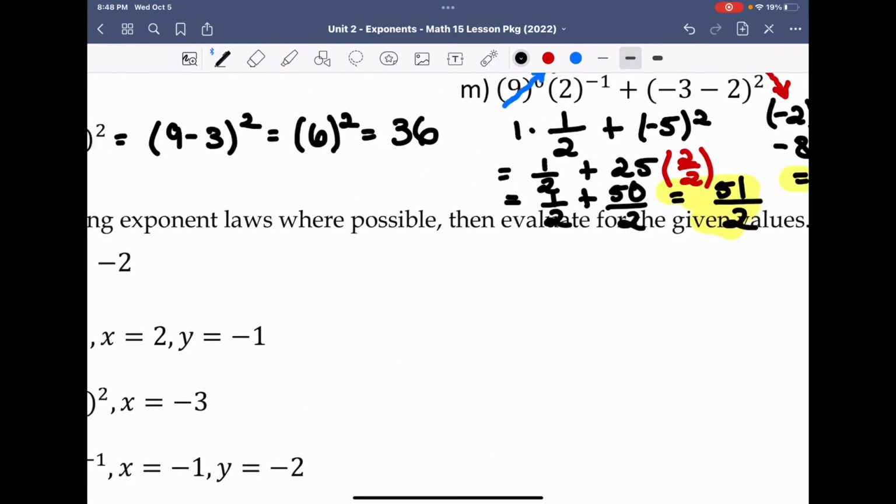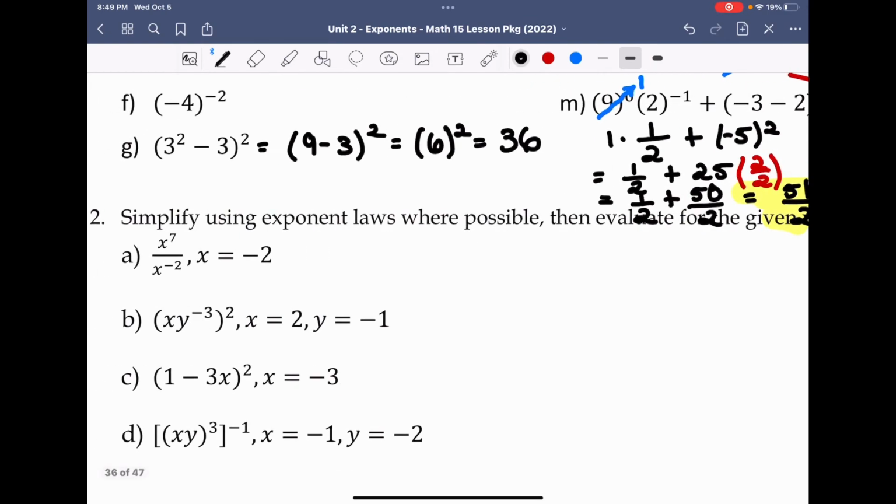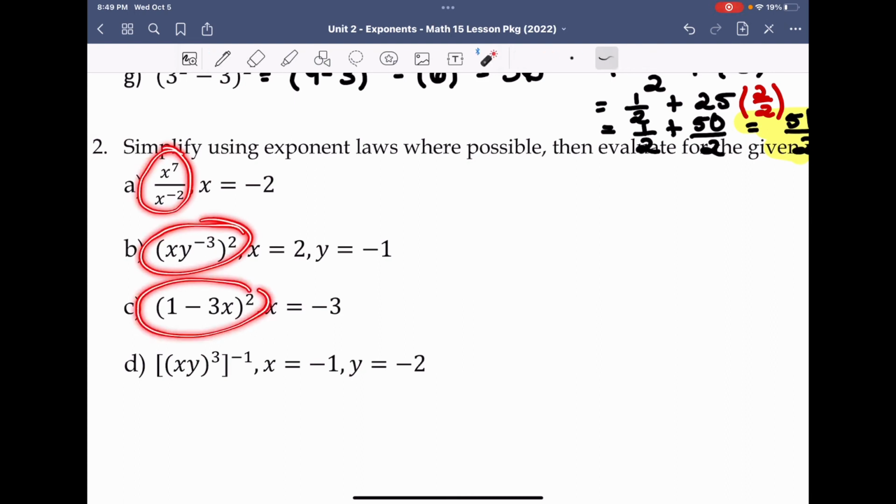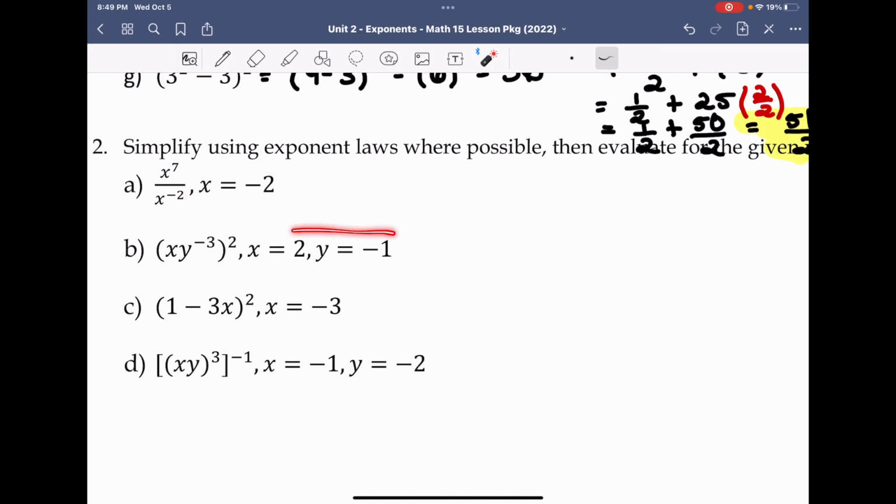All right, and then I definitely think it's worthwhile to go through a couple of examples here to help guide your practice problems. So simplify using exponent laws where possible, and then evaluate. This is one of those cases where we're going to have to simplify whatever we're originally given. In this case, we're given a bunch of these statements, but then they tell us what the variables are equal to. So we have to simplify and then apply these variables.